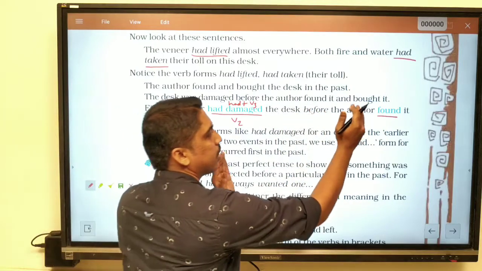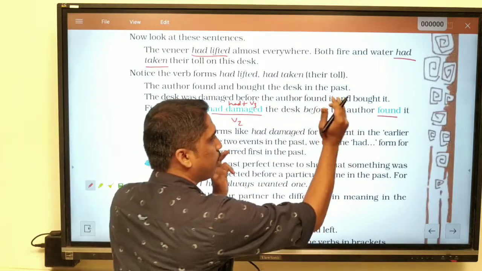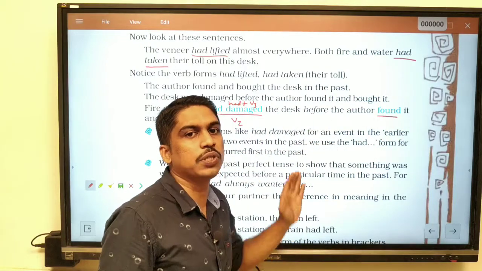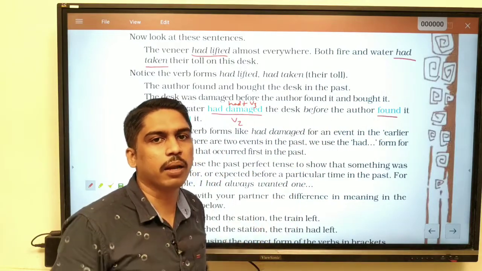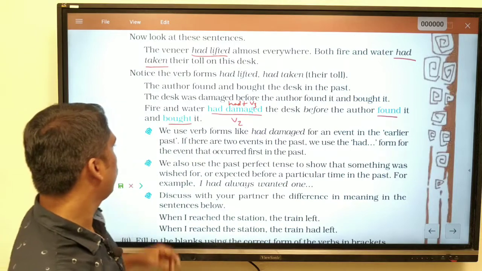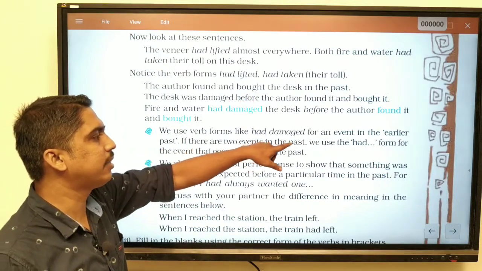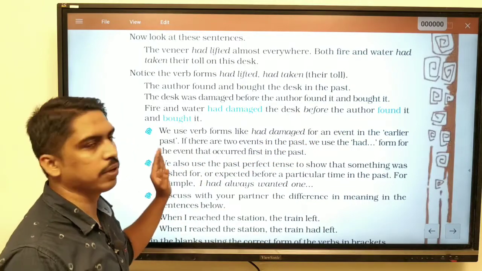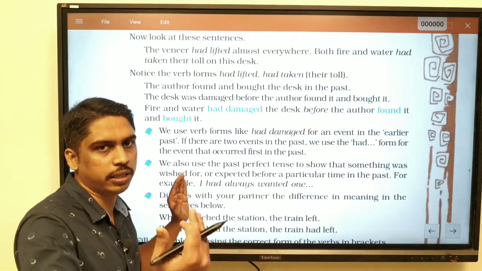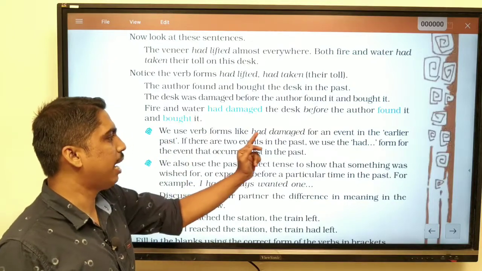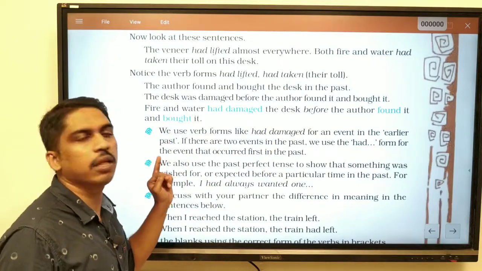അപ്പൊ രണ്ട് ടെൻസുകൾ ഒരൊറ്റ സെന്റൻസിൽ. ആദ്യം സംഭവിച്ചതിനെ ഹാഡ് പ്ലസ് വെർബ് 3യിലും അത് കഴിഞ്ഞതിനെ വെർബ് 2 സിമ്പിൾ പാസ്റ്റിലും പറയുക എന്നുള്ളതാണ് ഇതിന്റെ രീതി. Now we use the verb forms like had damaged for an event in the earlier past. ഇതെല്ലാം നമ്മൾ പഠിച്ച കാര്യം, അതിനാണ് ഞാൻ ആദ്യം എടുത്തത്. ഇനി നിങ്ങൾക്ക് ഇത് കൂടുതൽ വായിക്കേണ്ട ആവശ്യമില്ല, ഇതെല്ലാം നമ്മൾ ഡിസ്കസ് ചെയ്തതാണ്. ഹാഡ് ഡാമേജ്ഡ് എന്നുള്ളത് ഏർലിയർ പാസ്റ്റ് നടന്ന ഒരു ഇവന്റ് ആണ്.